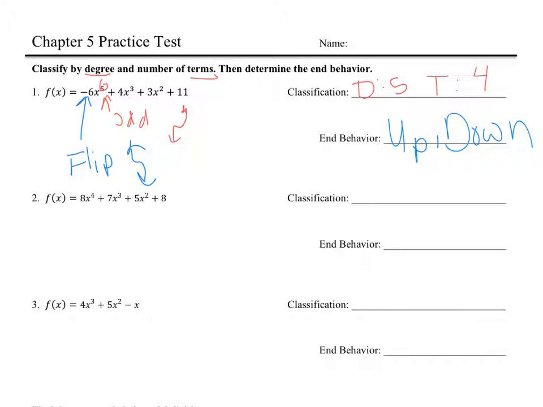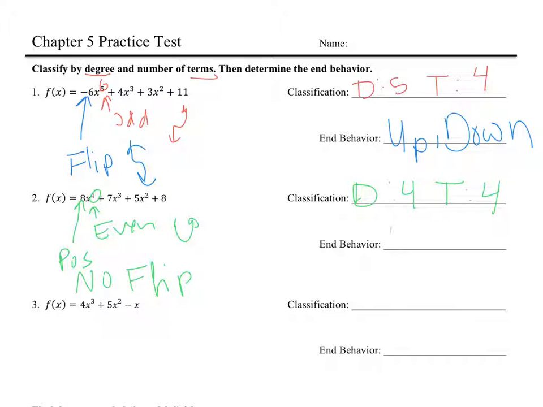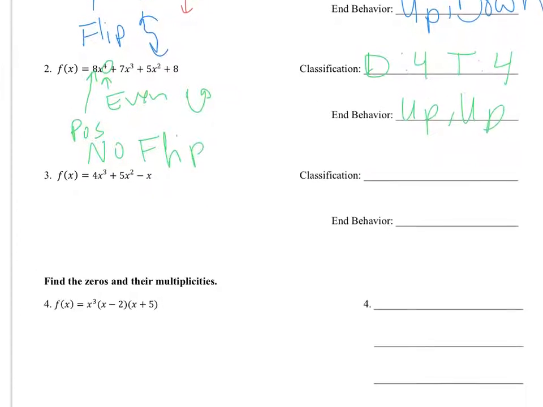Next one, my classification, or my degree. First, my degree here would be 4. Number of terms, again, if I count 1, 2, 3, 4. My end behavior, my degree is even, so since it is even, it looks like this. Then I look, it's positive, so it does not flip. No flippity floppity. So it's going to be up, up to the sky.